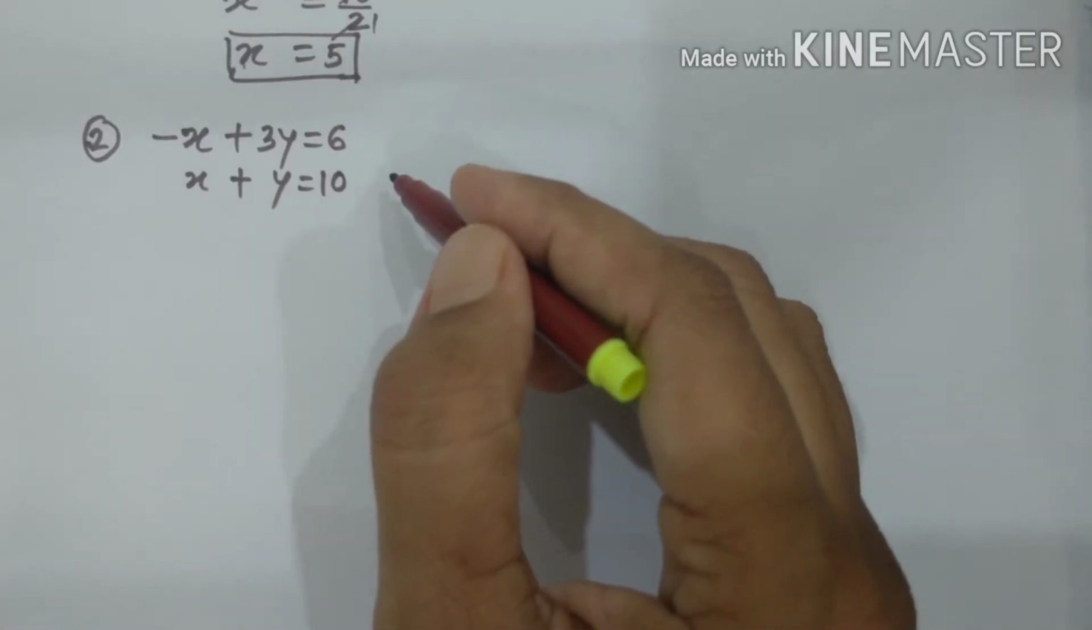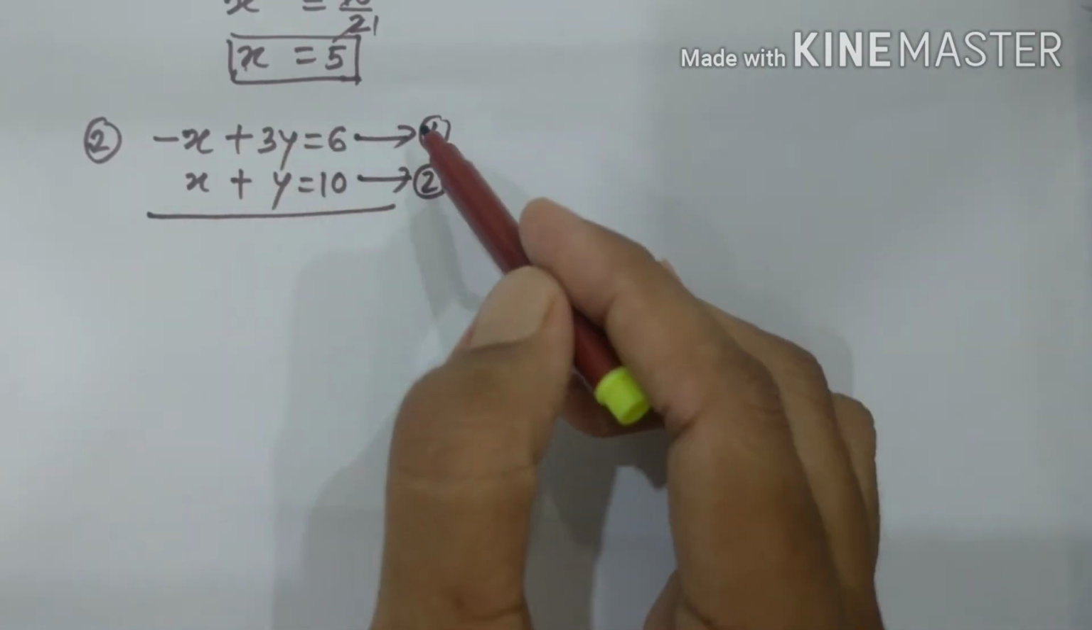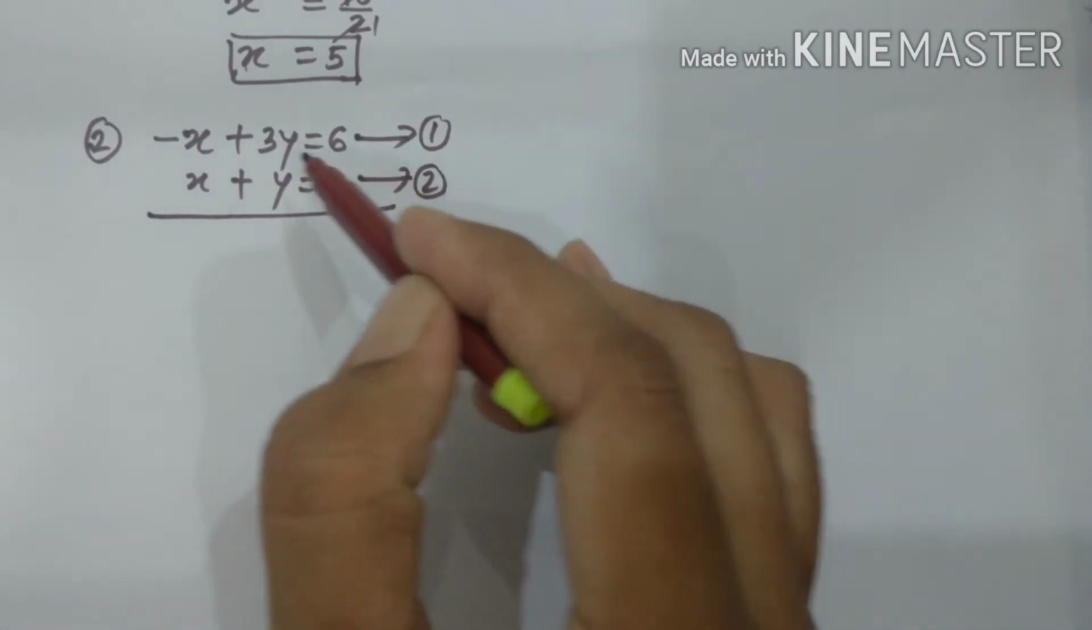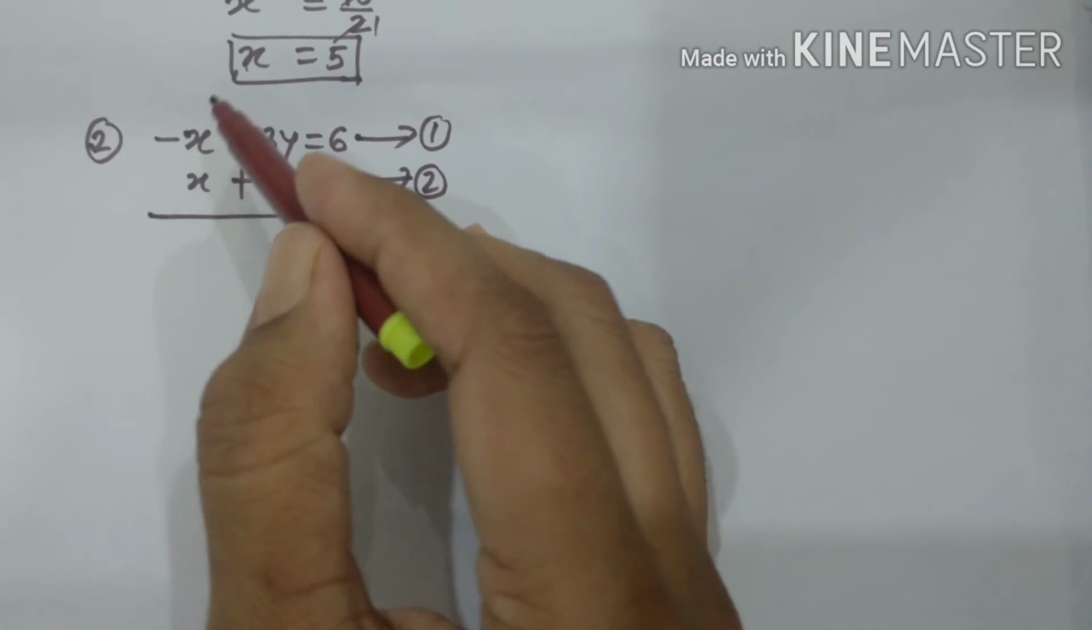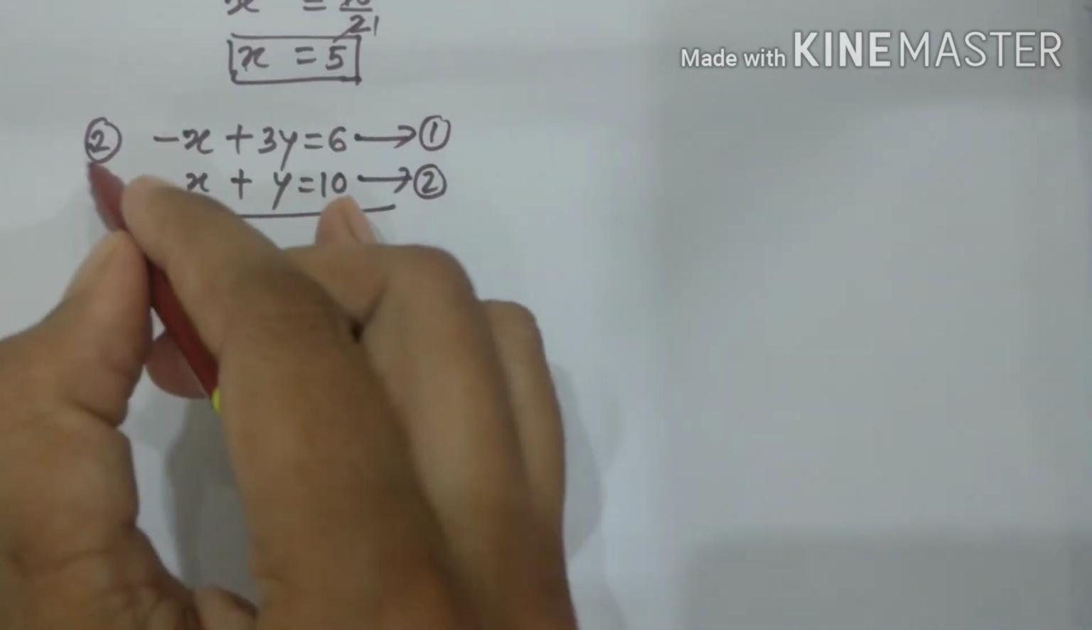Let's move to another simultaneous equation. If we add equation 1 and 2, the plus x and minus x are cancelled. Therefore, we should add equation 1 and 2.